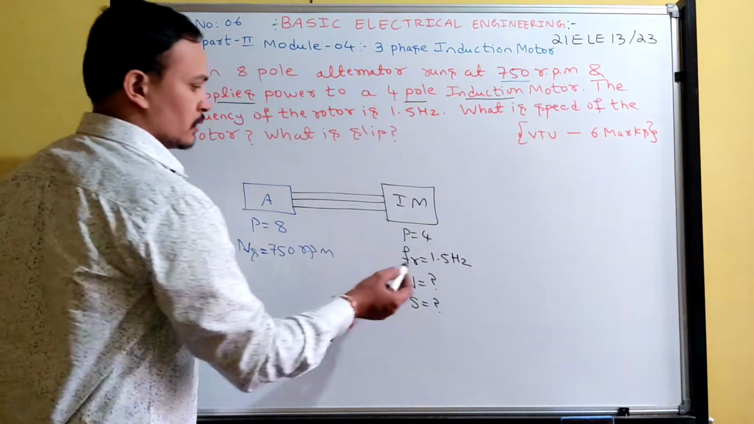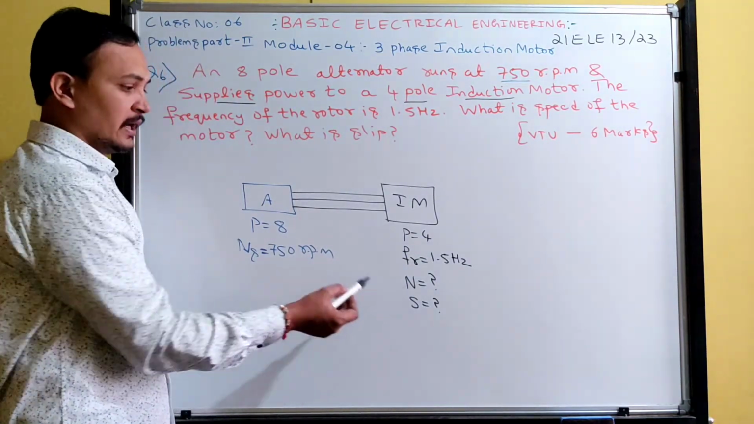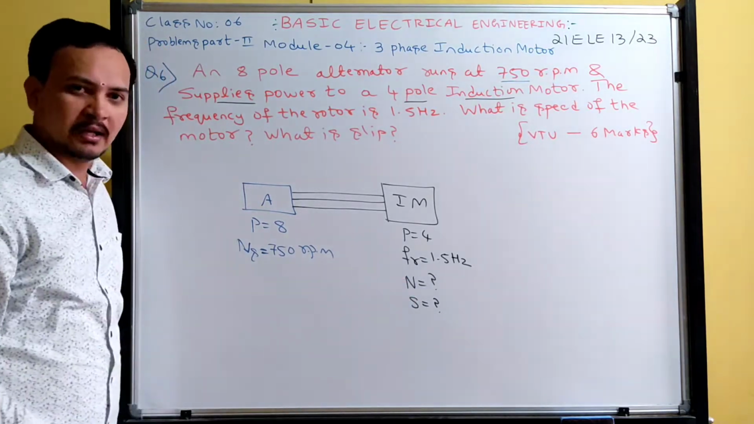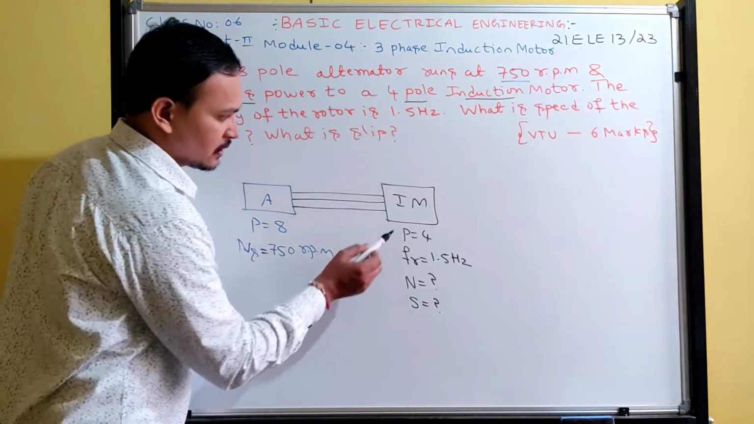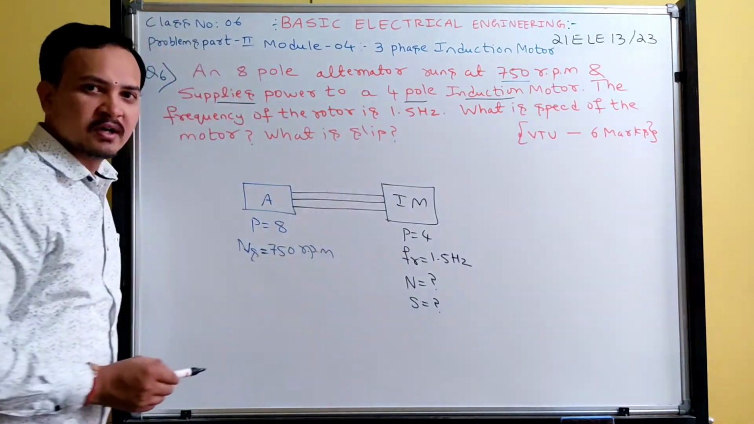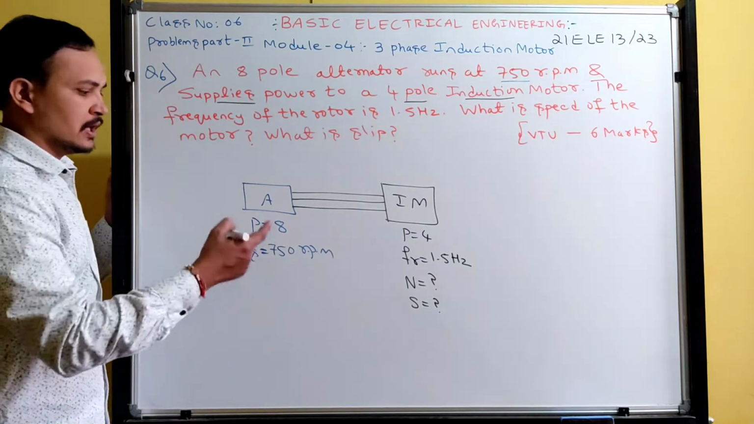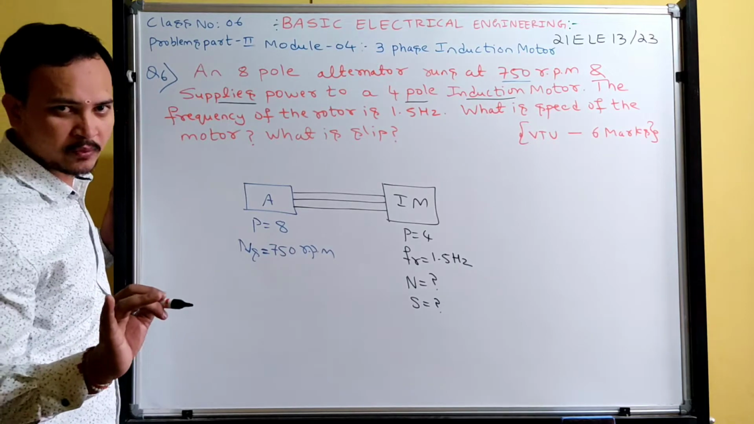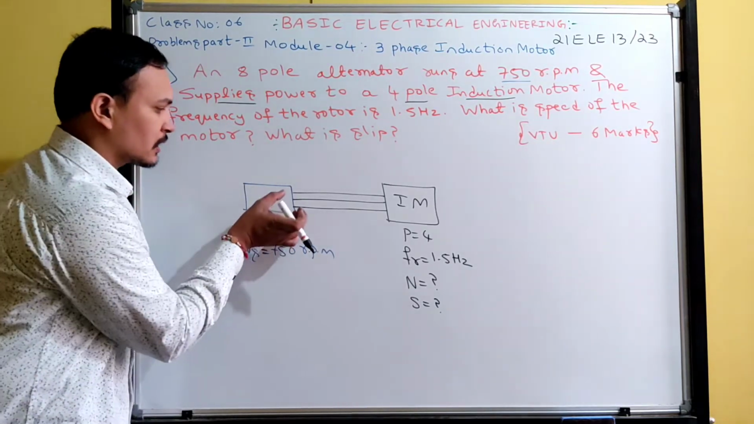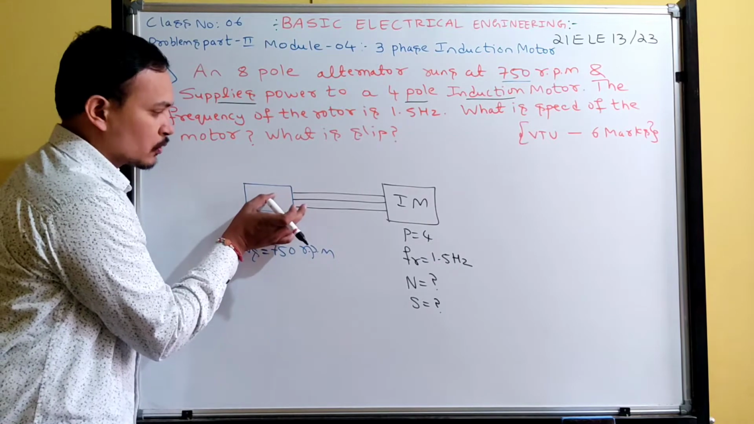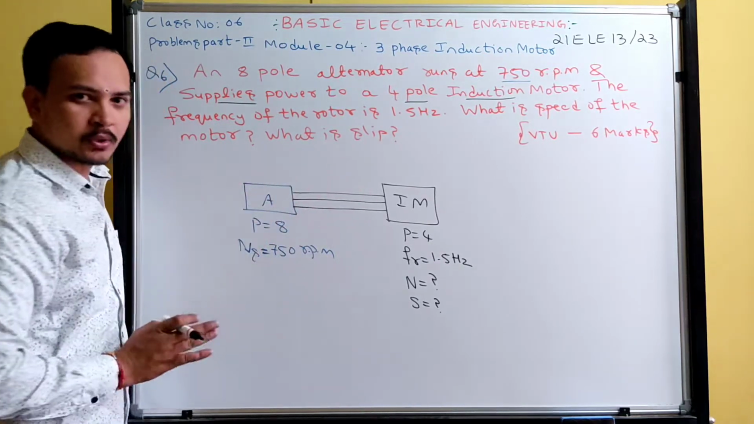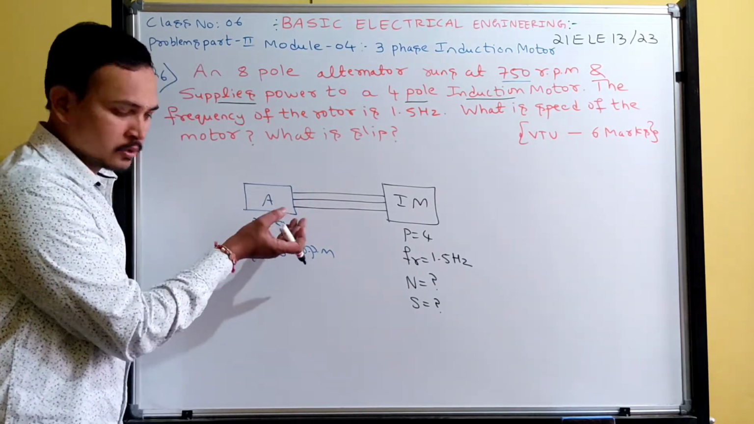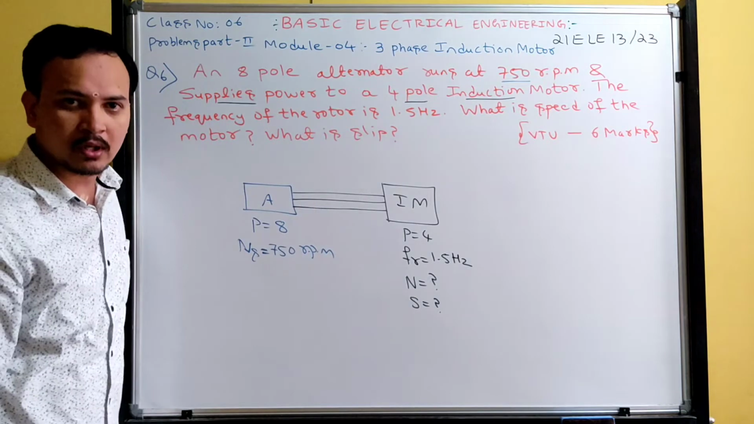What is required to calculate n? We need ns. If I know ns and slip, I can easily find n. Our first aim is to calculate the synchronous speed of the induction motor. We can find it from the alternator data. The alternator is given only by name, so we only need to take the electrical quantity. The electrical output of the alternator is given as input to the induction motor, so the frequency of the alternator's electrical output is the same as the frequency for the induction motor input.